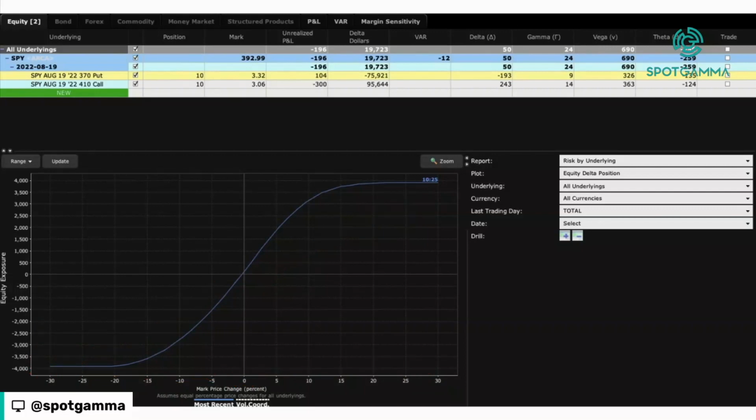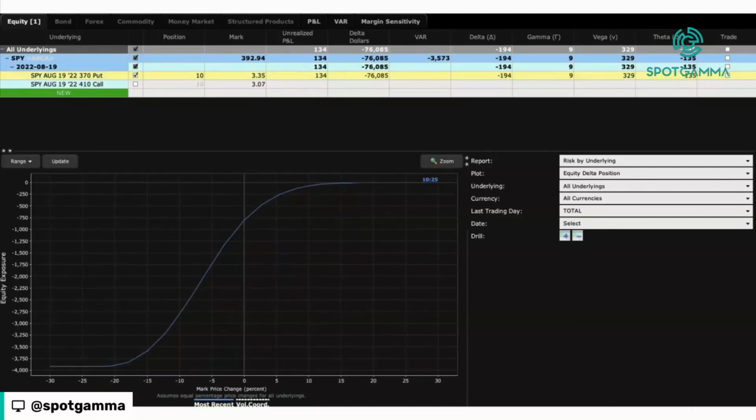Now, what we want to talk about first is what does it look like if you are only long puts, and why does this matter for how far an equity rally may extend? So what we've done is we've eliminated the call position, as you can see here. So we only have the put. And what you can see with this delta exposure is that as we go from deep in the money, or at the money around 370, and we move up, the equity exposure of this put decays. And this makes sense because the put is moving out of the money.